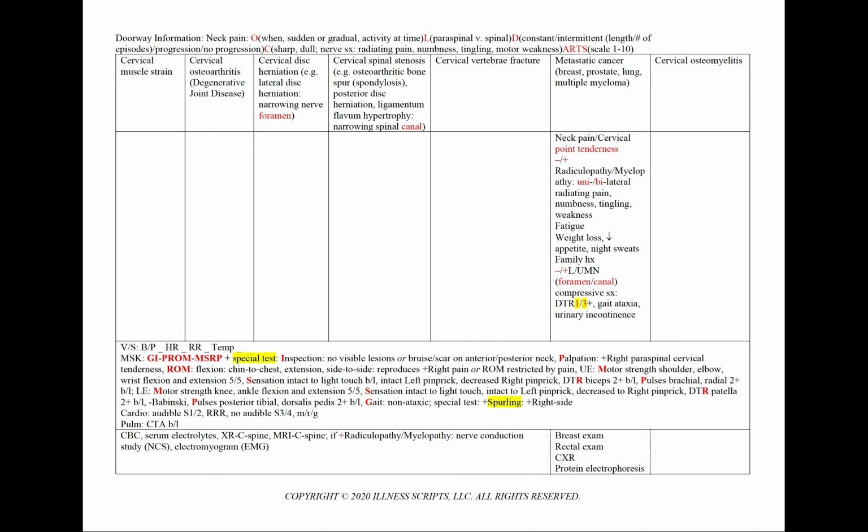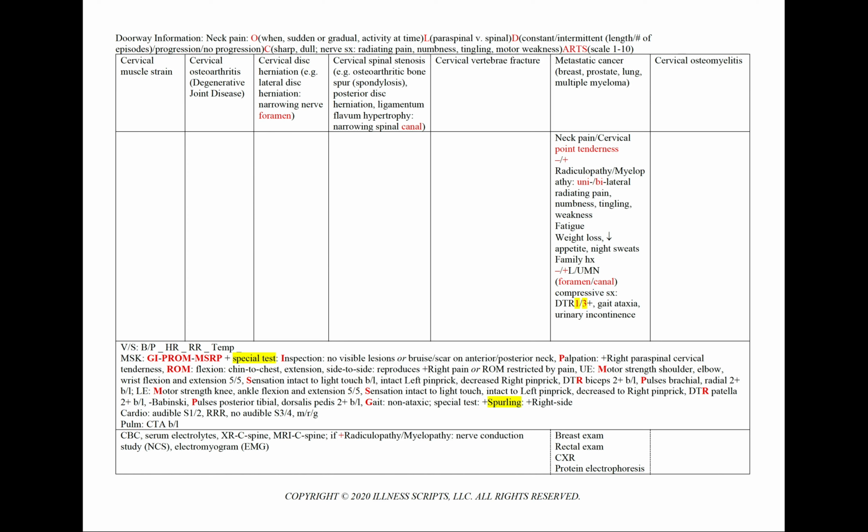In metastatic cancer, from either breast, prostate, lung, or even multiple myeloma, we can see a neck pain and with cervical and high-yield point tenderness. And again, we could either have no nerve findings, a radiculopathy, or a myelopathy. That is, uni or bilateral radiating pain, numbness, tingling, or motor weakness. Additionally, we can now have new systemic symptoms, including fatigue and, characteristic for a cancer, weight loss, decreased appetite, or night sweats. We could also note a positive family history.